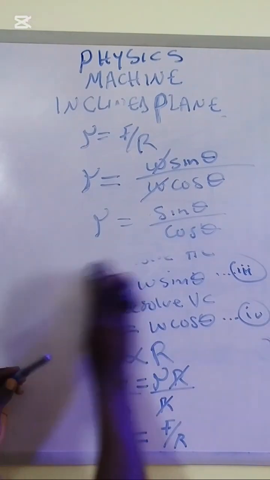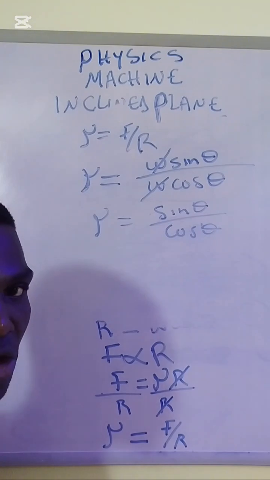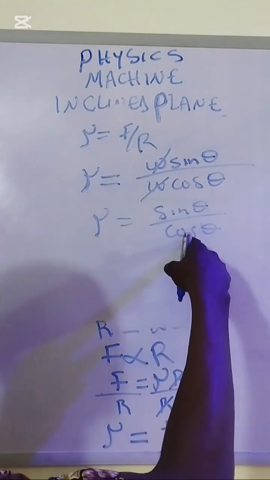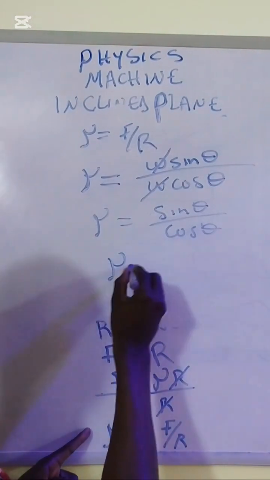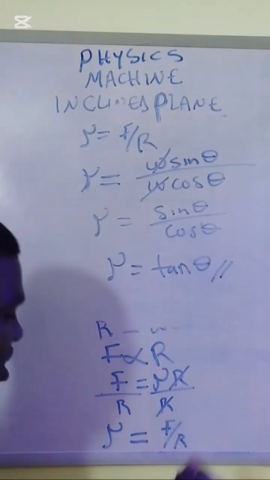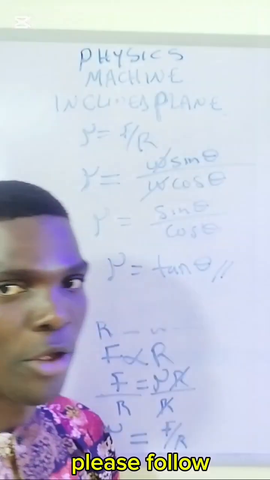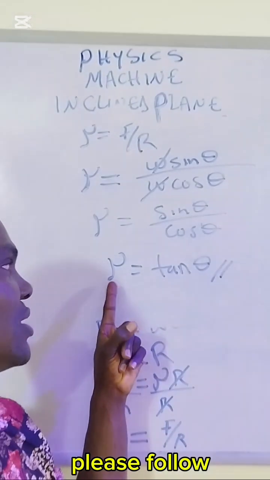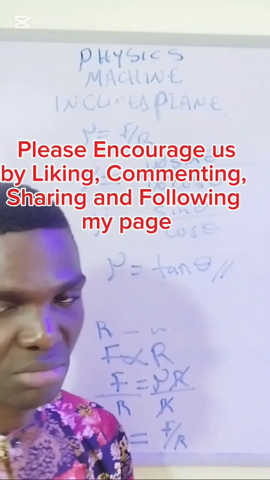Can we stop here? No. What is sine theta upon cos theta? Trigonometry. Sine theta upon cos theta from trig is equals to tan theta. That means that mu is equals to tan theta. Simple. So each time you have a problem on inclined plane, you have the value of theta. And if they say find the coefficient of static friction, you are free to say that it is equals to tan of the value of theta they gave you. As simple as that.